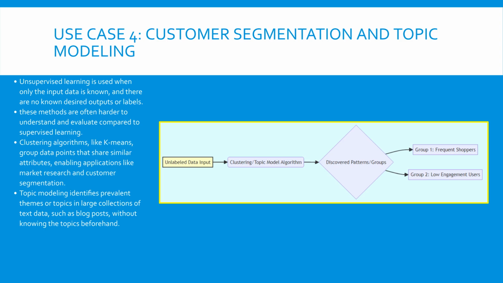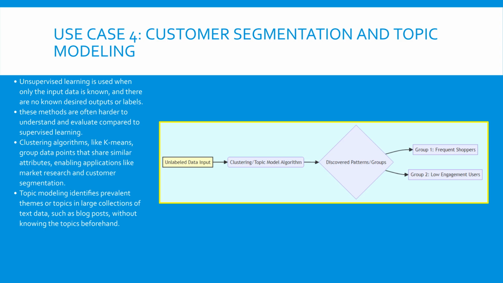Next, we explore advanced applications that use text data in machine learning. This flow illustrates unsupervised learning, starting with unlabeled data input. This data is processed by a clustering or topic model algorithm. The output is discovered patterns or groups, such as different customer segments. For example, the algorithm might reveal a group of frequent shoppers and another group of low-engagement users. The goal is pattern recognition and grouping data points that share similar attributes.